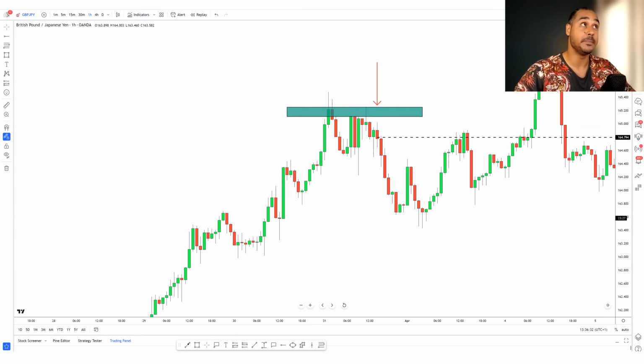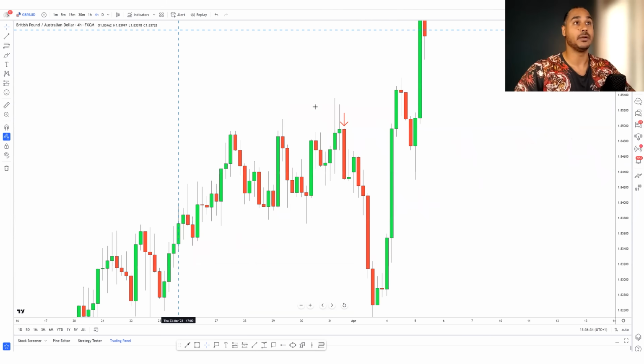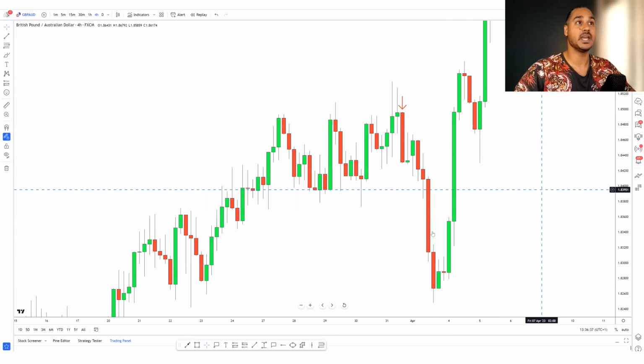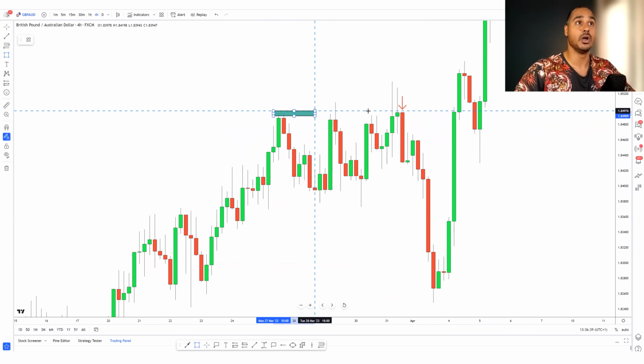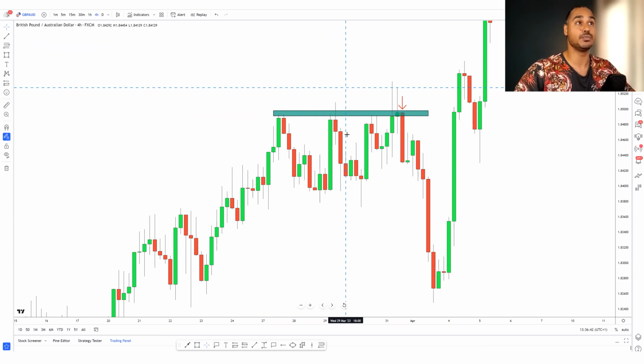Now, let's not stop there. Let's go to pound Aussie dollar. What can we see here again? Well, pretty much similar structure. Price is failing to break. As you can see, multiple wick rejections.